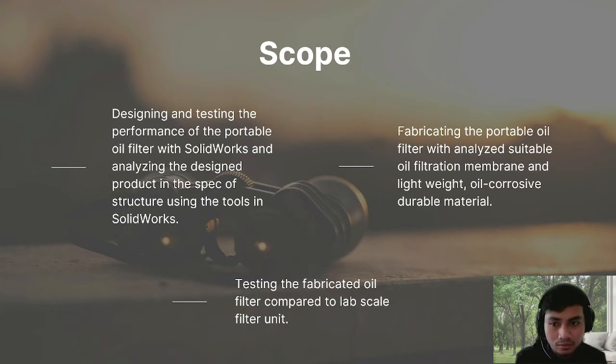Next, we go to the scope. The scope of this project is designing and testing the performance of the portable oil filter with SolidWorks and analyzing the design product in the spec of structure using the tools in SolidWorks. Next is fabricating the portable oil filter with analyzed suitable oil filtration membrane and lightweight, oil-corrosion-durable material. And lastly, testing the fabricated oil filter compared to the lab scale filter unit.